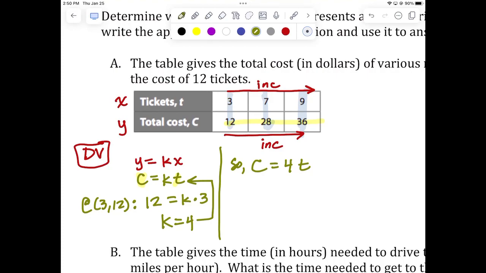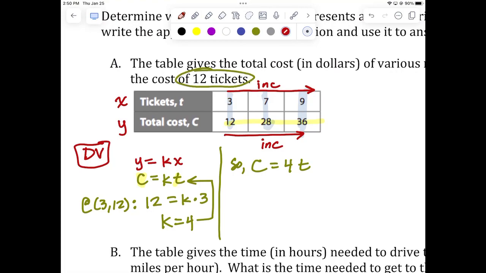The cost is 4 times the number of tickets sold. Now you can verify the other two rows that we haven't talked about. If the tickets purchased is 7, what's 7 times 4? 28. It works. If the number of tickets purchased were 9, what's 9 times 4? 36. It works. Okay. But now I can use this to determine what the cost is if I want to do, in this case, 12 tickets.